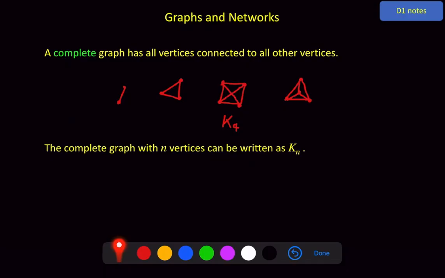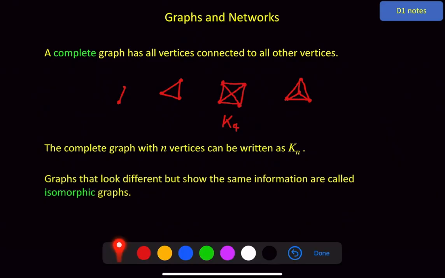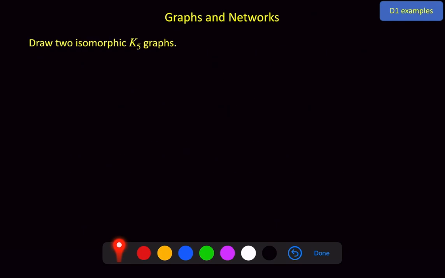That leads us into the next term, because these two, which are the same graph drawn in different ways, are called isomorphic. Graphs that look different but show the same information. It's easy with a complete graph to see that because everything's connected to everything, but with any other graph you can get isomorphic graphs as well. Proving that 2 graphs are isomorphic can be really quite a pain, but drawing them is not too bad.